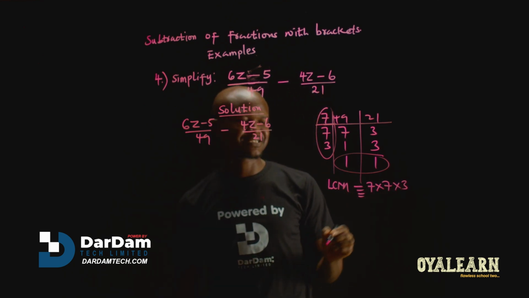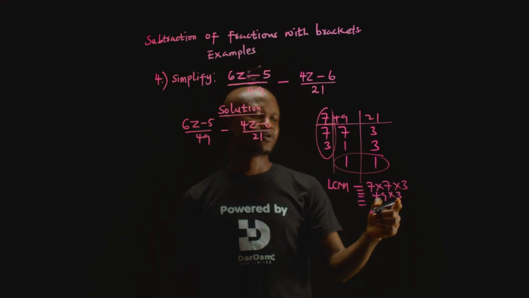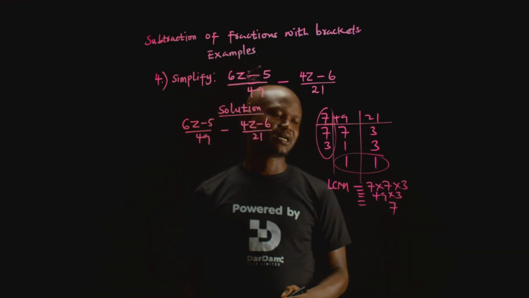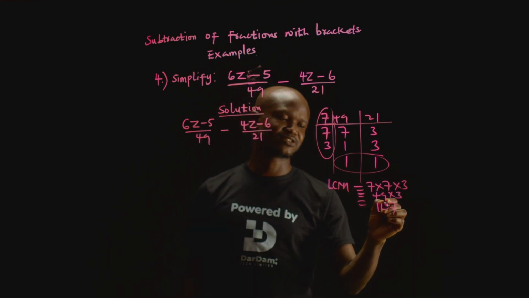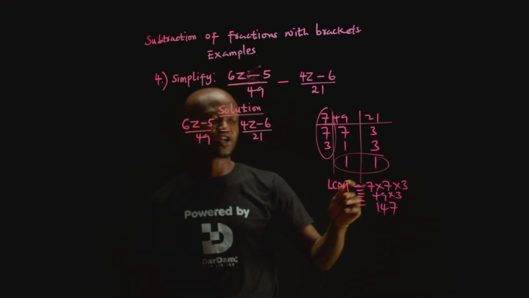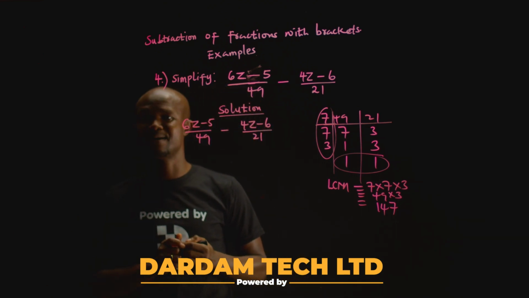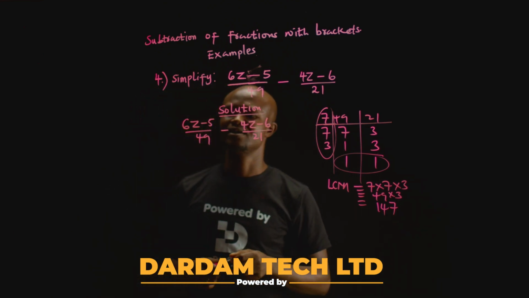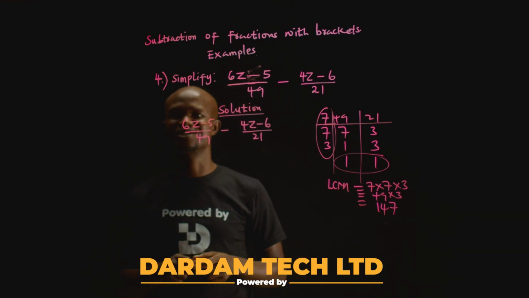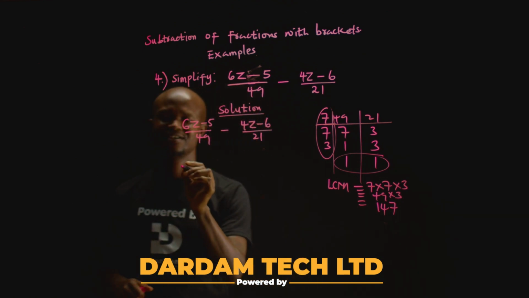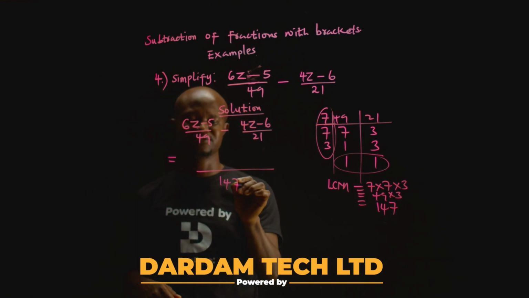Now, 7 times 7 is 49. What is 49 times 3? 3 times 9 we have 27. Carry 2, 3 times 4, 12, plus 2, 14. So we have 147. So the product of 7 times 7 times 3 is 147, and that is the LCM of the denominators. In this case, 49 times 21 is not the same thing as the LCM, which is 147. Take note of that.